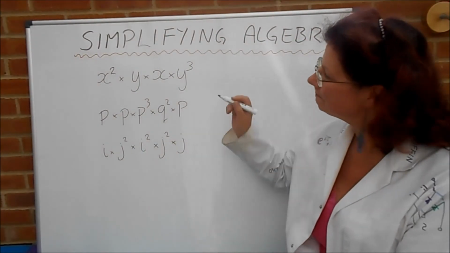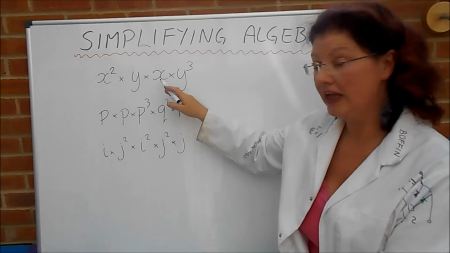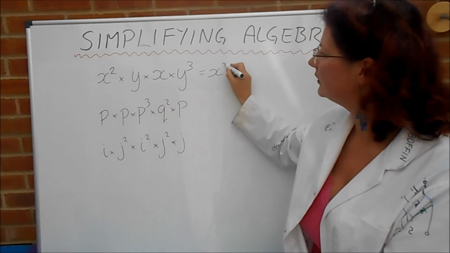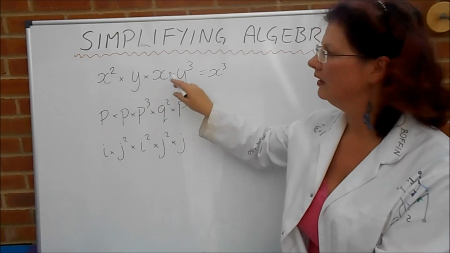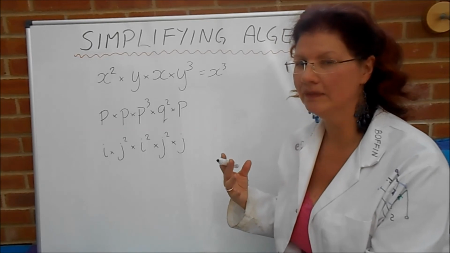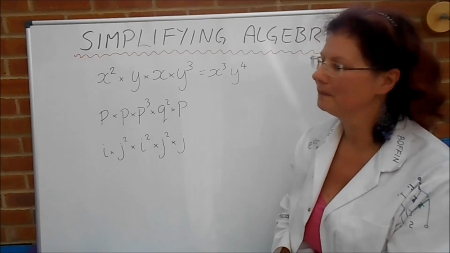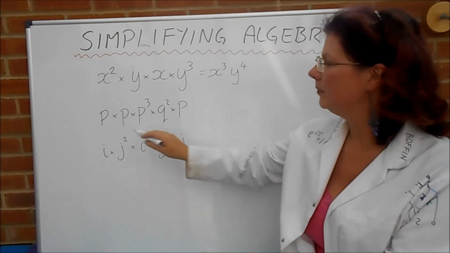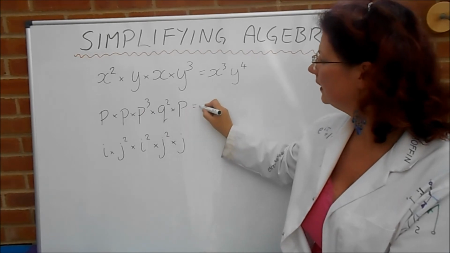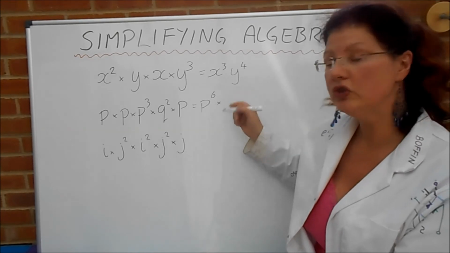Here we go. Right, we have x times x times x, so that's 3 of them multiplied together, x cubed, and then we have a y times a y cubed, so that's 4 of them multiplied together, x cubed y to the 4th. For the second one, the p's, with 1, 2, 3, 4, 5, 6 p's, so that's p to the 6th power, and we've only got 1 q term, so that's very easy.